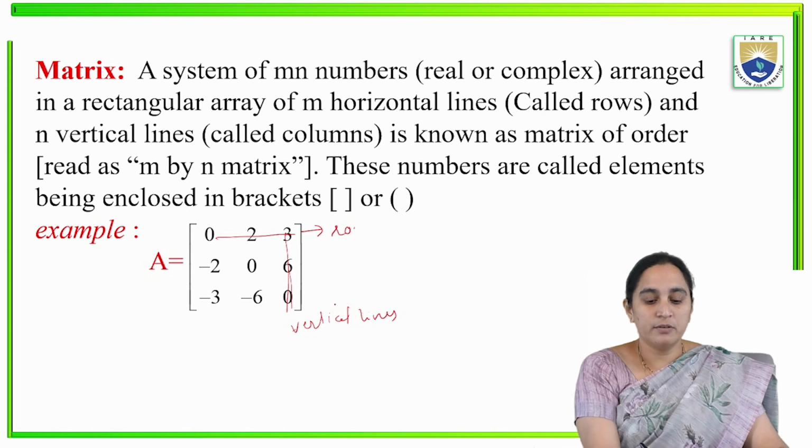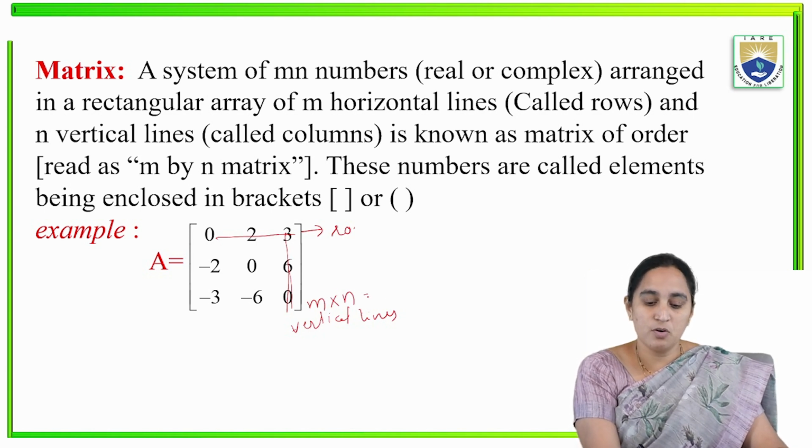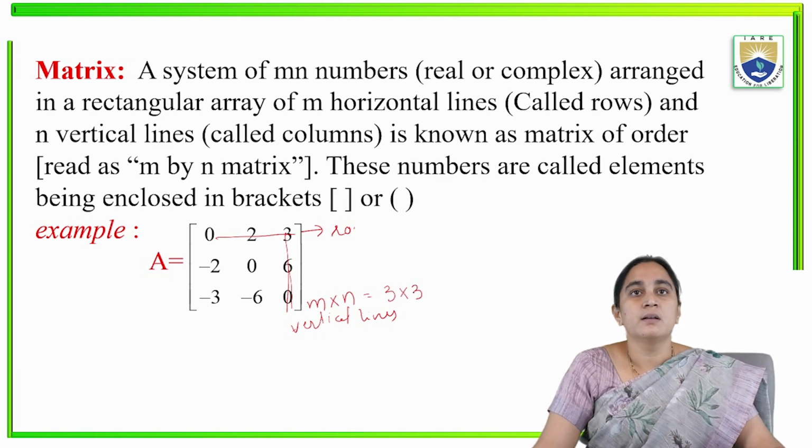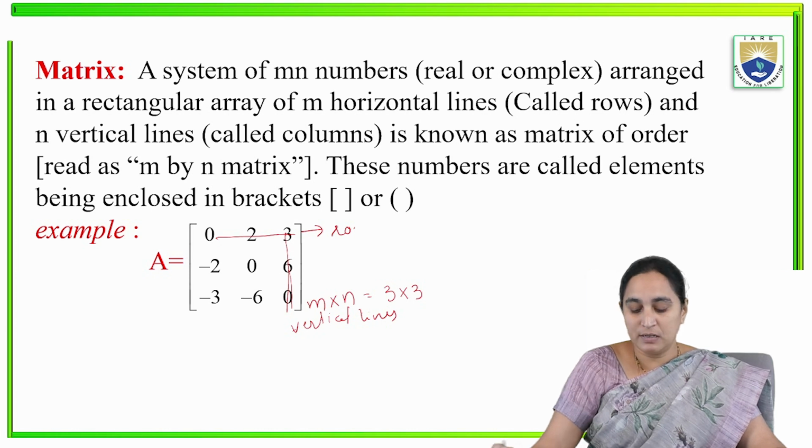And what about the order of the matrix here? The order is m by n. M is considered as rows and n is considered as columns. That means the given example has order 3 by 3. There are many more types of matrices. Now I'll discuss each and every one clearly.